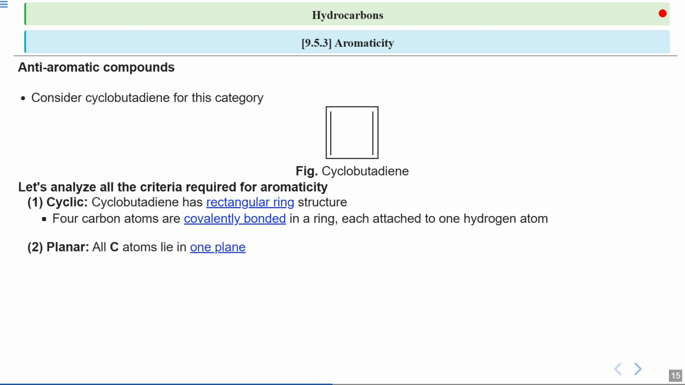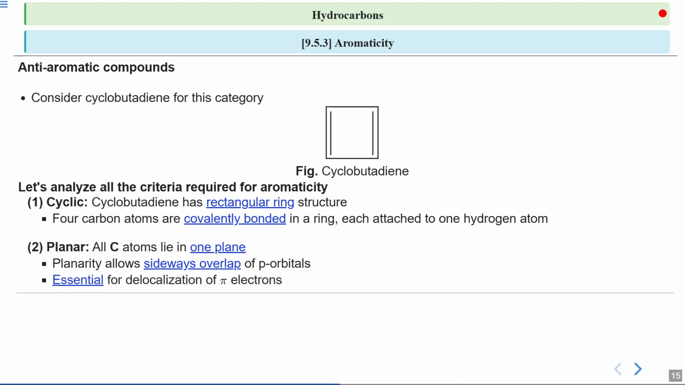Next, let's see if the cyclopentadiene is planar or not. Planarity means all the carbon atoms lie in the same flat plane. This is important because only in a planar structure can the p orbitals overlap sidewise, which is necessary for the electrons to move freely around the ring. So planarity allows for the sidewise overlap of p orbitals, which is essential for the delocalization of pi electrons.